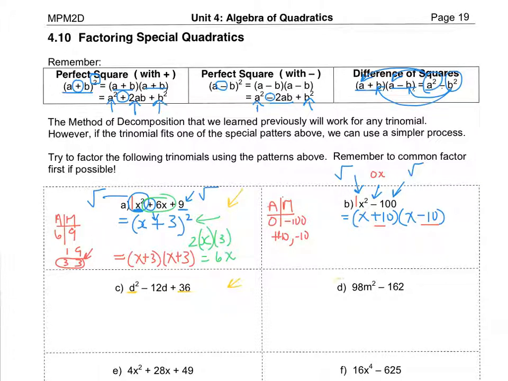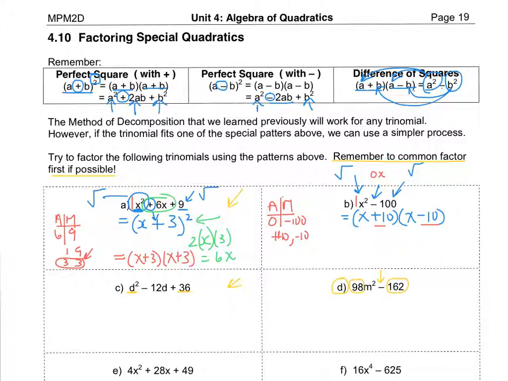When you try part D, you might notice up here it says, remember to common factor first if possible. If I look at this as potentially a difference of squares, this is not a perfect square. I can't square root 162 and get a nice integer answer. Likewise with 98, I can't square root 98 and get a nice integer answer. So with part D, we're going to have to common factor first. Put me on pause, see what you can do with those, and then do a check.